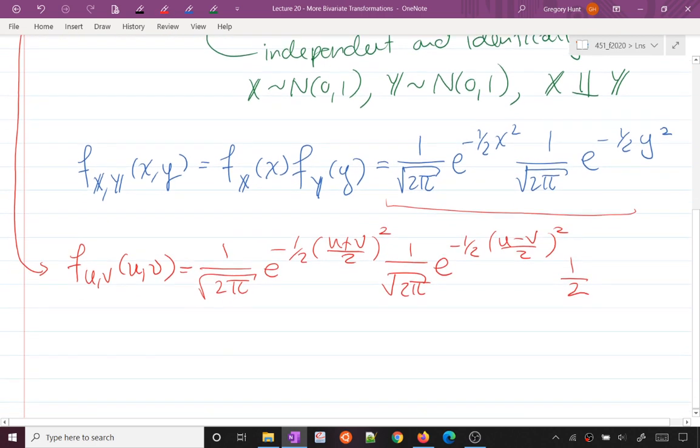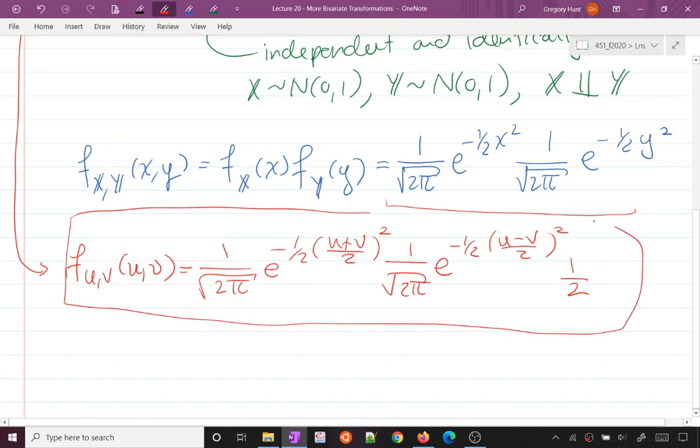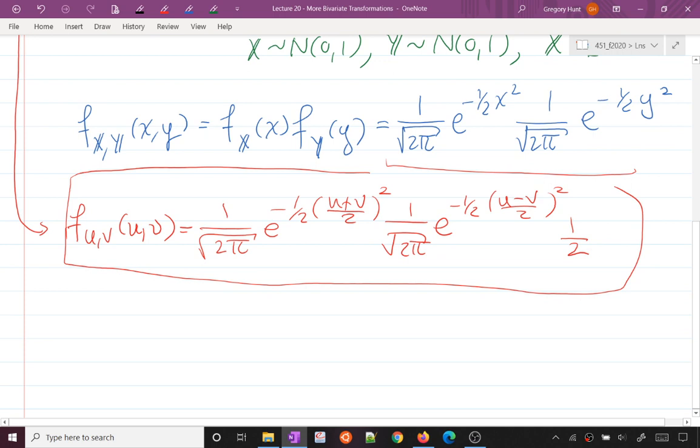So one could stop there. That would be correct if the question was just what's the joint PDF of U and V. That would be the correct answer. But in most of the examples we're going to look at today, you can take it one step further and you can get some nice results.